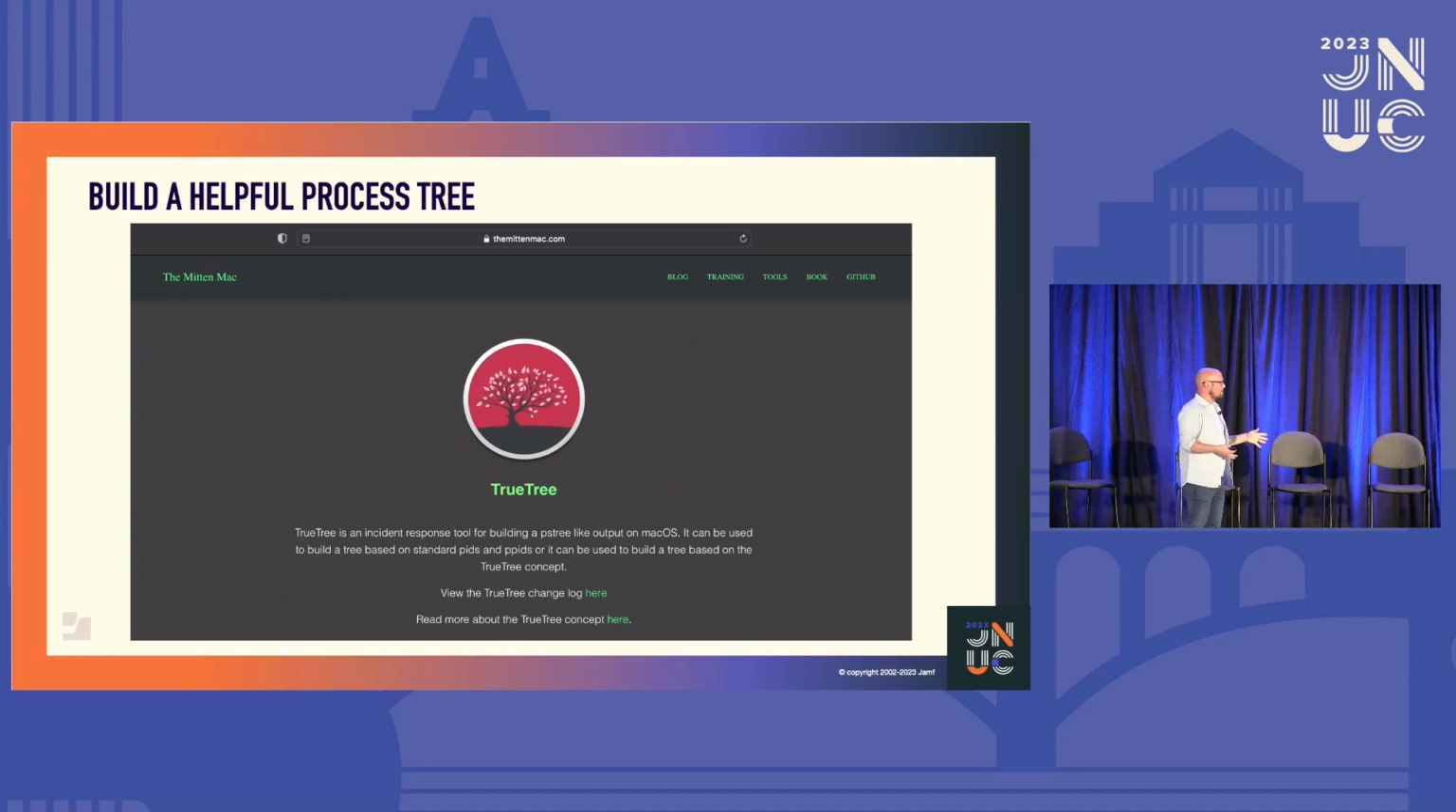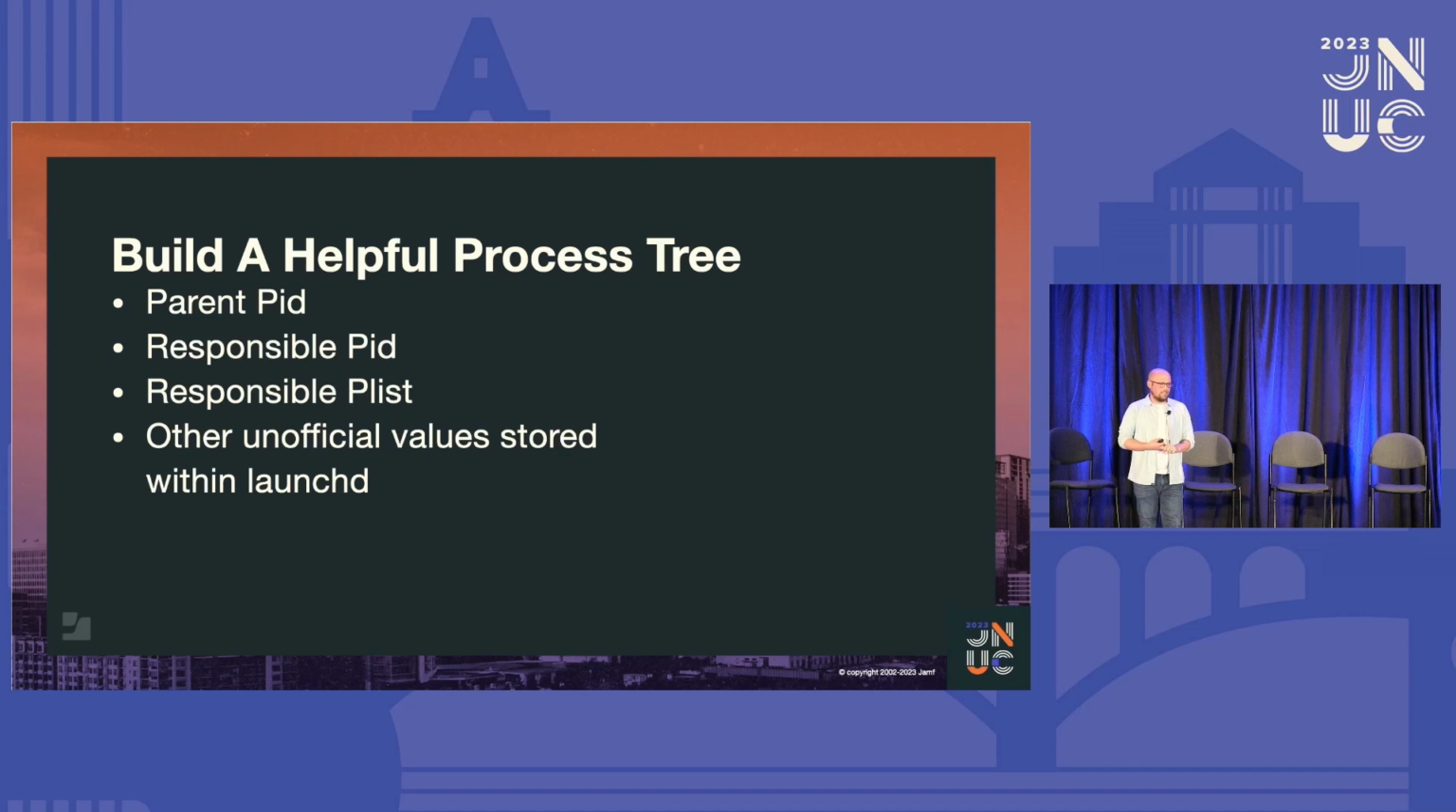But the question remains, how does it actually build this tree where every single parent isn't LaunchD, right? It does this using some private API calls. So when you run SpriteTree, it'll send messages to LaunchD, ask for some information, get that information back, and then build the tree out accordingly. Among the different things it collects are what you're seeing here, but most importantly, and what we're going to kind of focus on, is the responsible PID, because this is a big one.